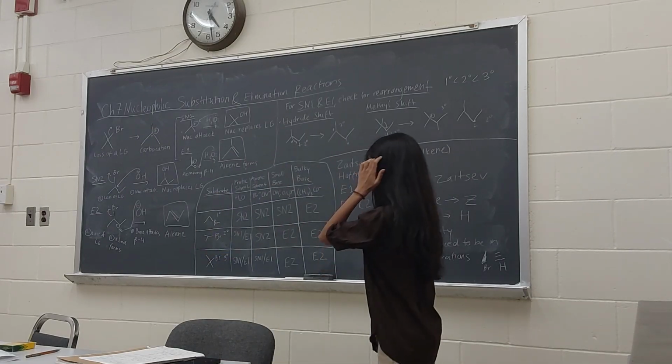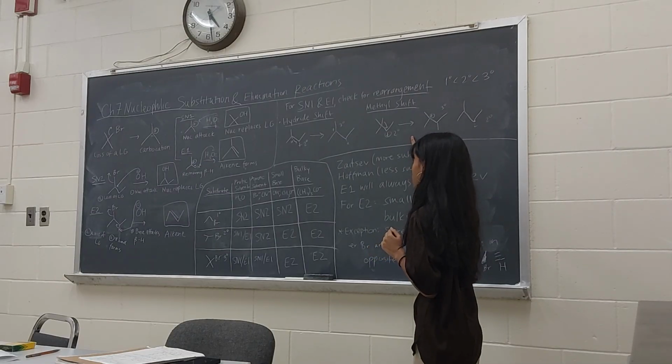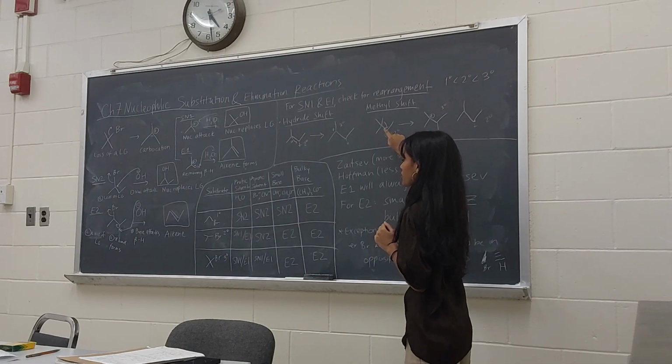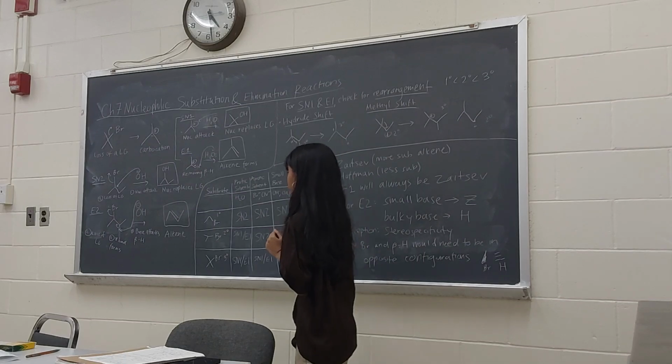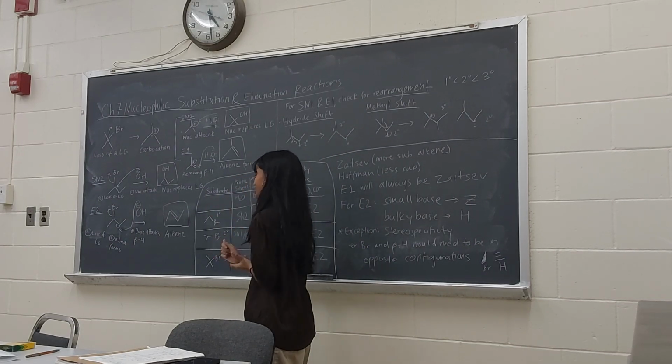So we're looking at the carbon that's attached to the Br. No, that's for when you have a positive charge, you look at the carbon that it's on. Okay. Yeah, that's it.